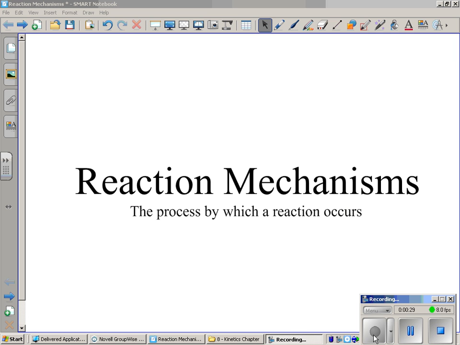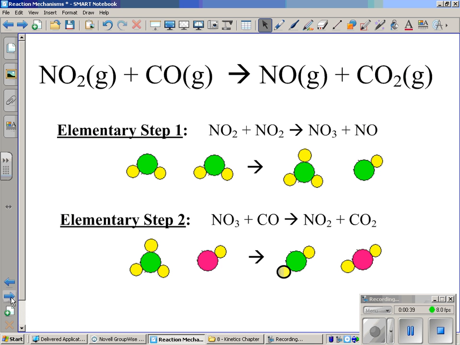And essentially what a reaction mechanism is, it shows the actual steps that the reaction takes in order to produce the products. Okay, if you take a look at this top equation up here, that is the overall equation. That equation tells us what the reactants are, NO2 and CO, and it tells us what the products are, NO and CO2. But it doesn't tell us how they react. Okay, in looking at this, you might assume that NO2 and CO just boom hit each other and all of a sudden they become NO and CO2. But that is not the case.